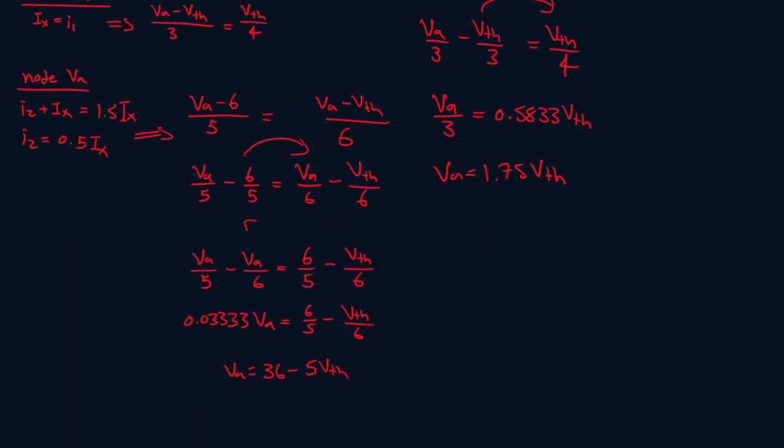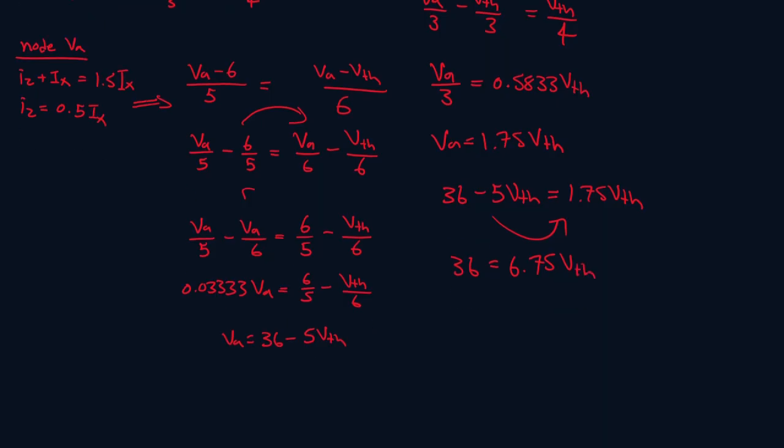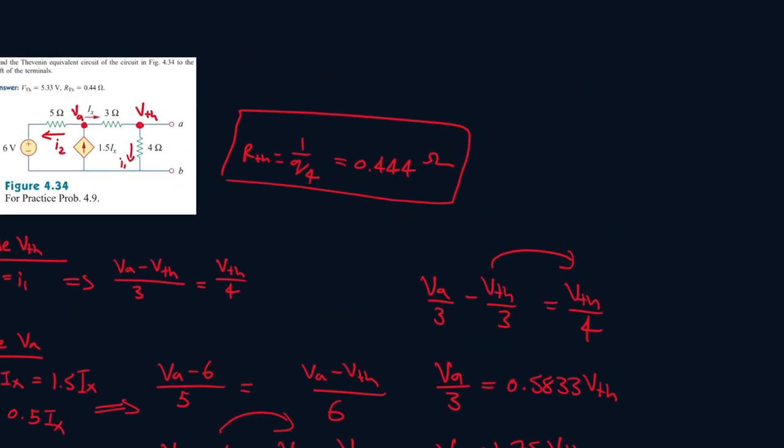Now VA will be 36 minus 5 VTH equals 1.75 VTH. Bring that to the other side. So it will be 36 equals 1.75 plus 5, so it will be 6.75 VTH. Divide both sides by 6.75, and you get 5.333 to be the Thevenin voltage.